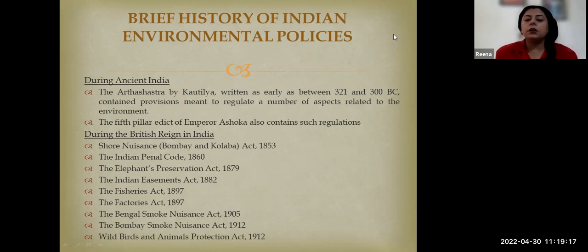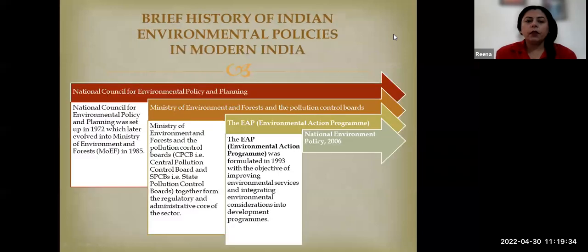Okay, then the Wild Birds and Animal Protection Act in 1912. So as a nation, we were quite conscious about environmental regulations and protection of environment. So we formulated these acts in the early 1900s. Okay. Then there is a brief history about environment policy, how it started.